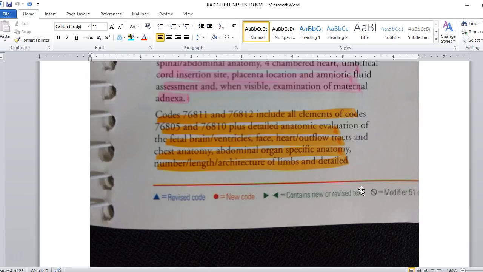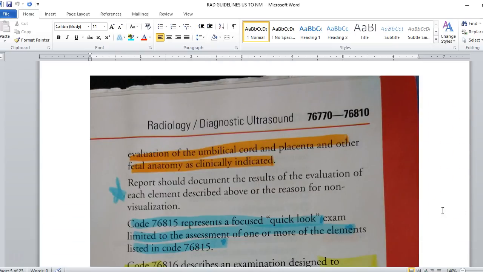all the elements of code 76805 and 76810 plus, so that's everything above, detailed anatomic evaluation of the fetal brain and ventricles, face, heart and outflow tracts, chest anatomy, abdominal organ, specific anatomy, number, length, and architecture of limbs, and it goes on. Detailed evaluation of the umbilical cord, placenta, and other fetal anomaly as clinically indicated.